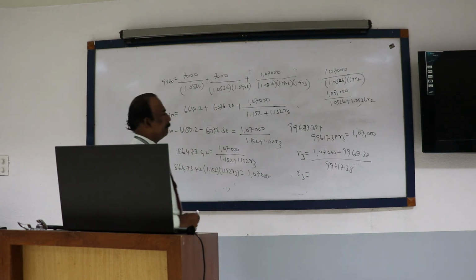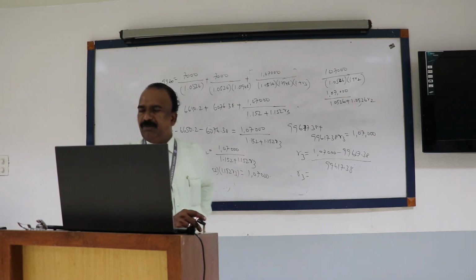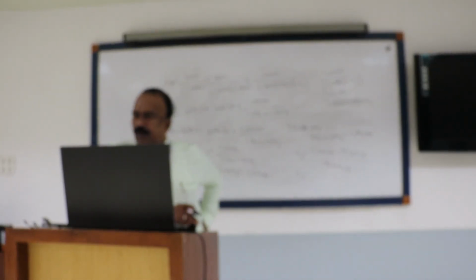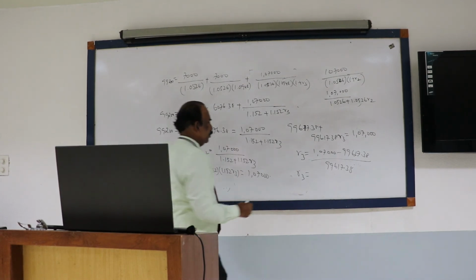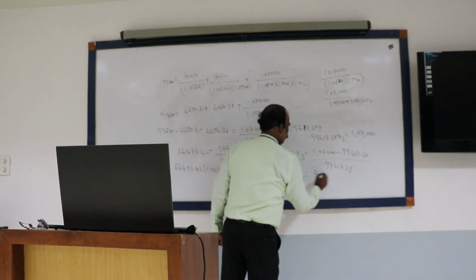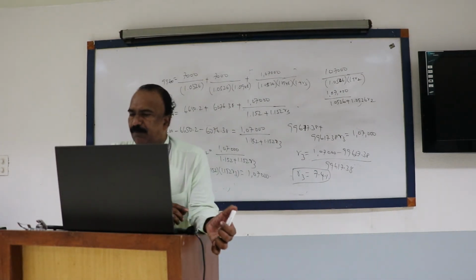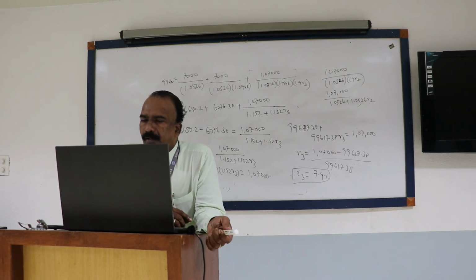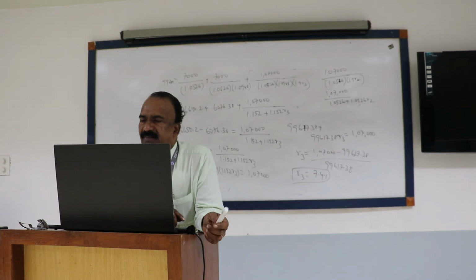So if it is given for 4 years, you have to go the same way for 4 years. If it is given for 5 years, the same way you have to go for 5 years. So your answer is 0.074, that is 7.4%. Correct? Yes, the yield is 7.4.